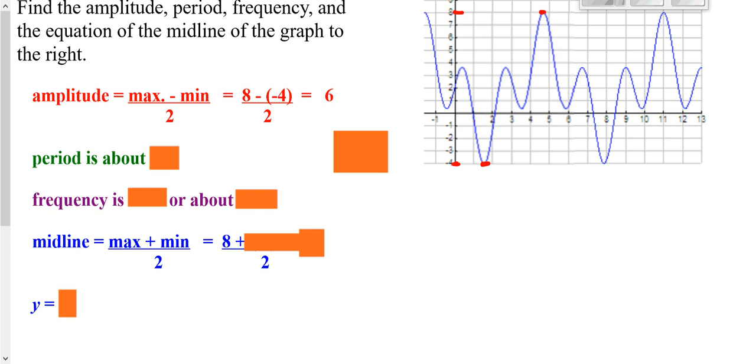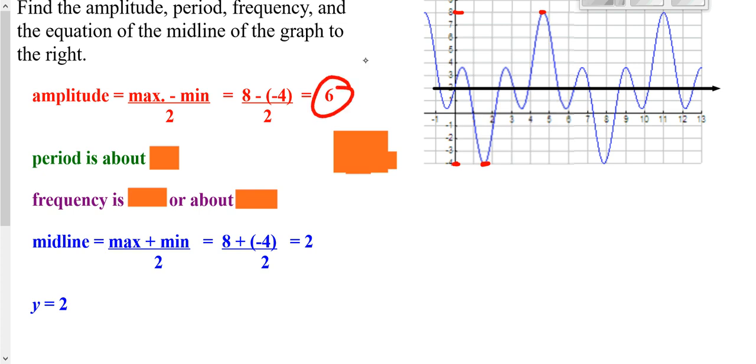We'll go our max, which was 8, plus our min, divide by 2, and we get 2 is your midline. Well, y equals 2 because midline is a line. So if we draw in our midline, we get y is equal to 2. Now notice your amplitude up here, right here, is how far up and down you went from your midline. You went up 6 and you went down 6. So your amplitude's how far up and down you go from that midline.